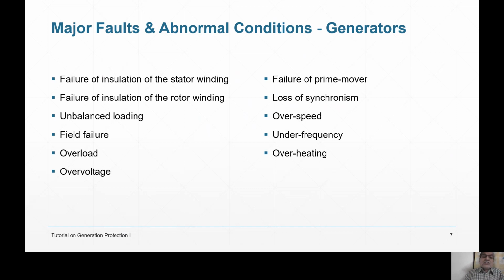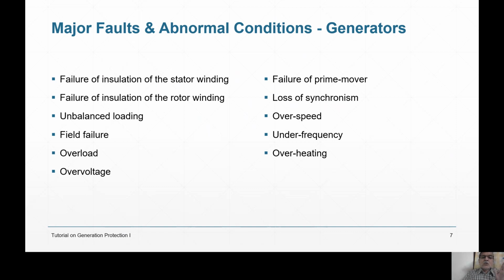Then consequences. If you don't remove that cause, what are the consequences? What will happen to the generator? That is important. And then the last, protective scheme. What protective scheme do you employ for that? Similarly, failure of insulation of rotor winding. Same three things.